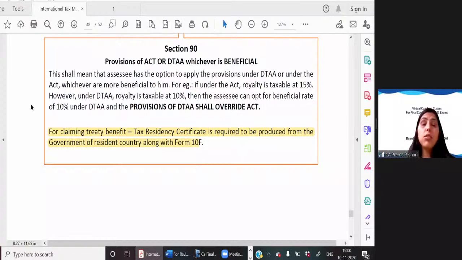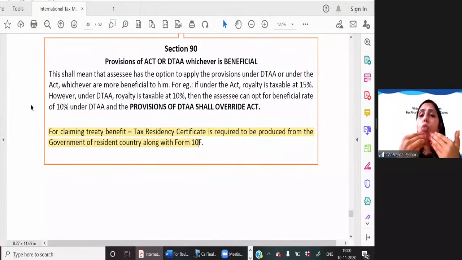Say for example, I am a non-resident in India and I am a resident of USA. Now, if I want the tax rate which should apply to be under the Act or the treaty, whichever is beneficial, the treaty rate can only apply when I show India, as the source country, that I am a resident of USA and hence eligible to claim the benefit under the India-US tax treaty.